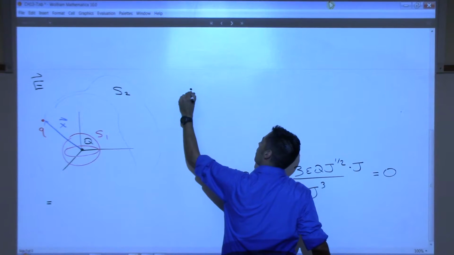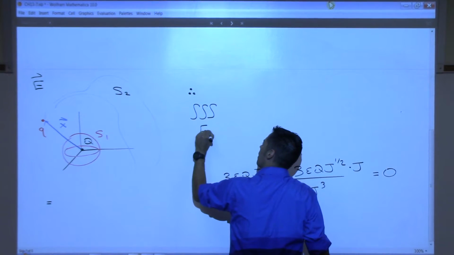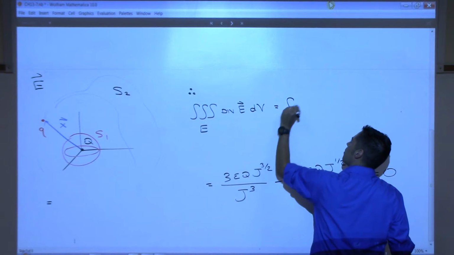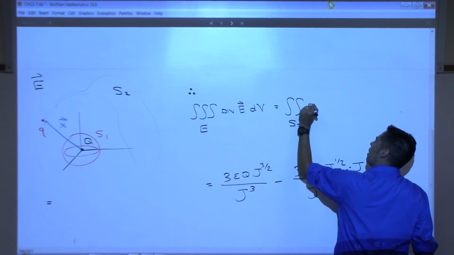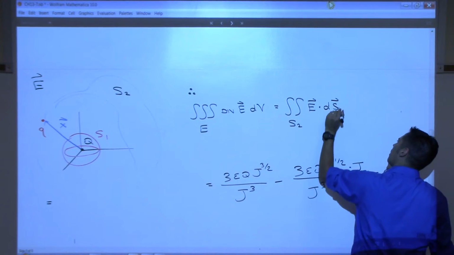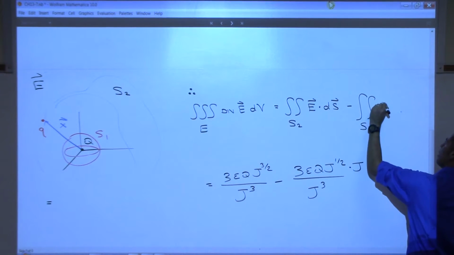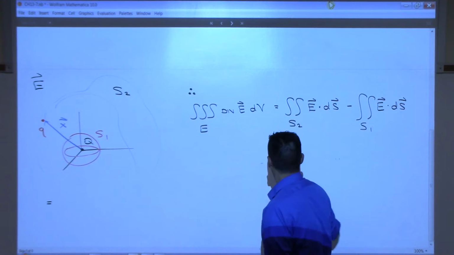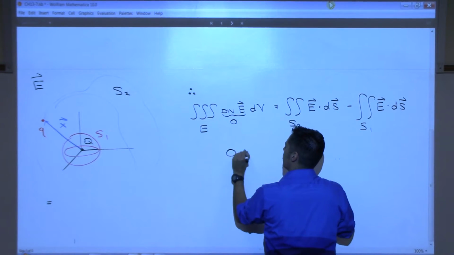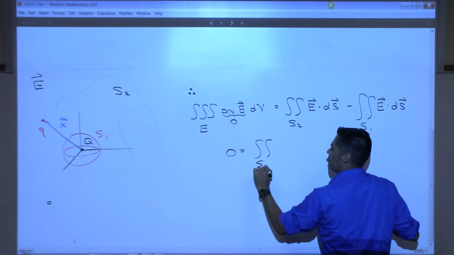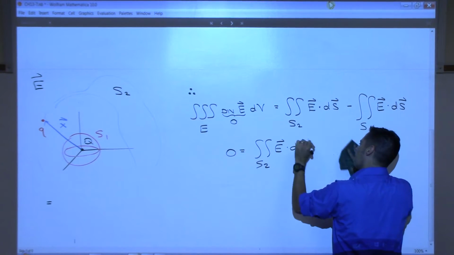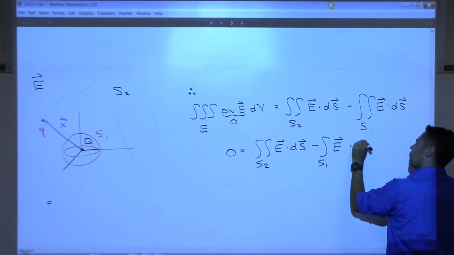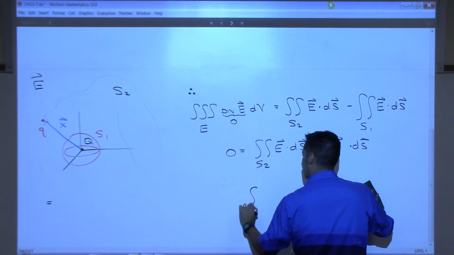Therefore, the triple integral over E of div E dV, being equal to the surface integral over S2 of E dot dS minus the surface integral over S1 of E dot dS, is actually 0 equals this, right? Which means that they're equal.